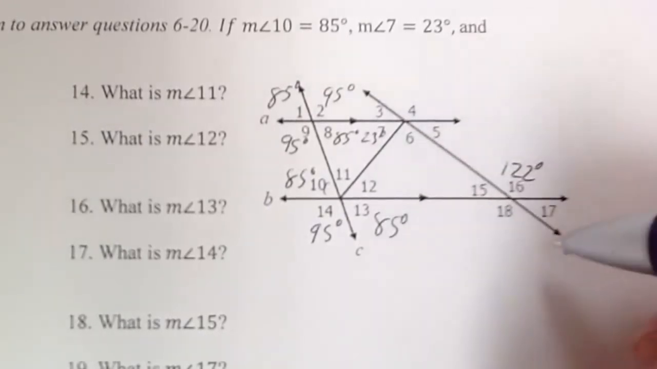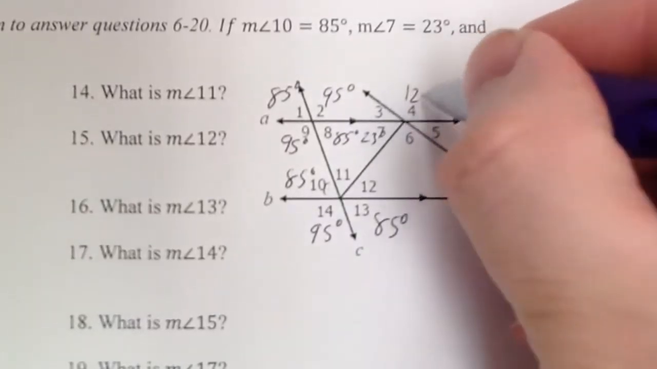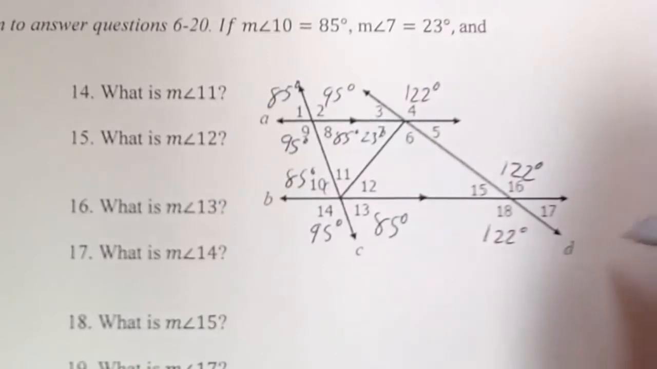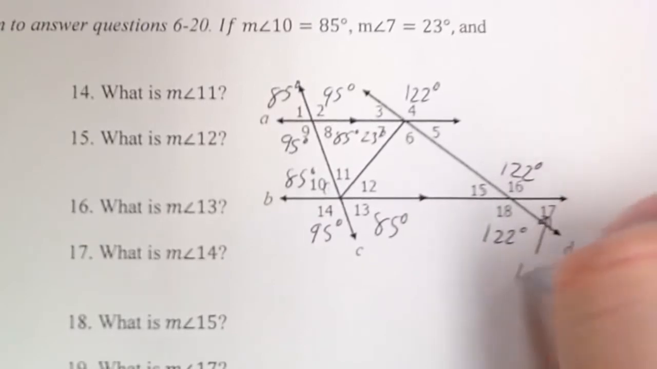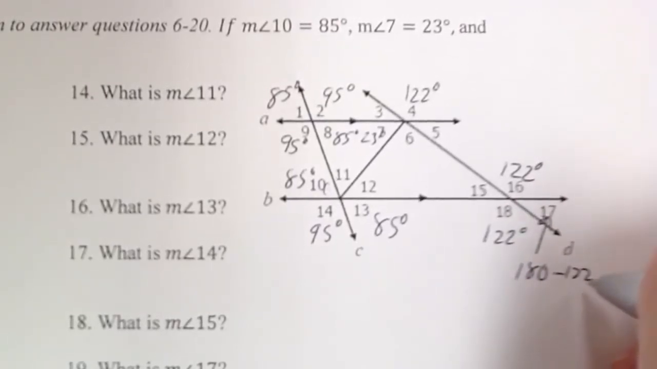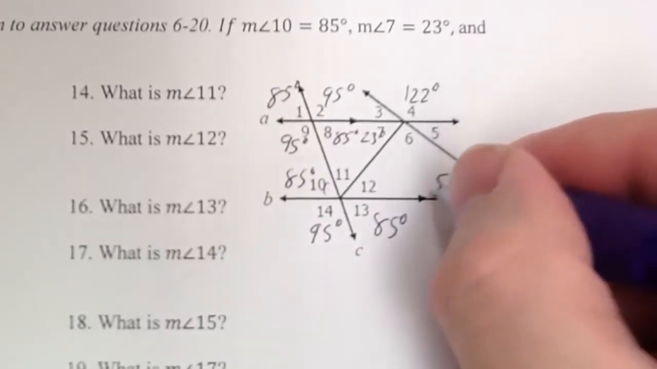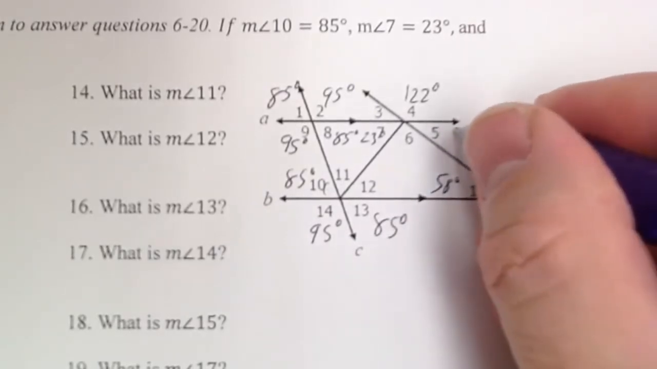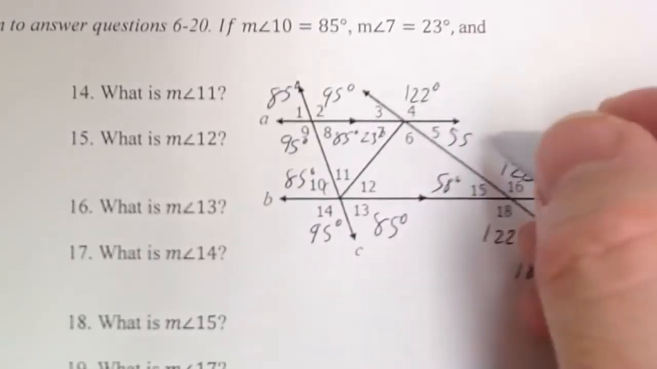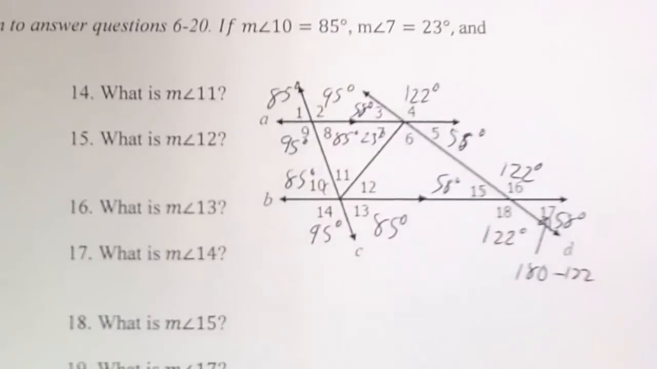Okay, coming over here to this group. Angle 18 is 122. Angle 4 is 122. And that's what we got from that so far. And then to find 17 and 15, these are 180 minus 122. So that is going to be 58 degrees. That means 15 is also 58 degrees. And angle 5 is 58 degrees. And angle 3 is also 58 degrees. Okay, so far so good.